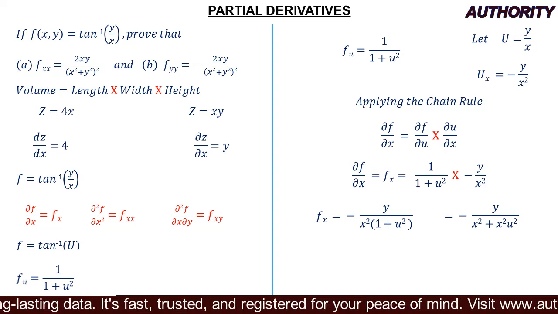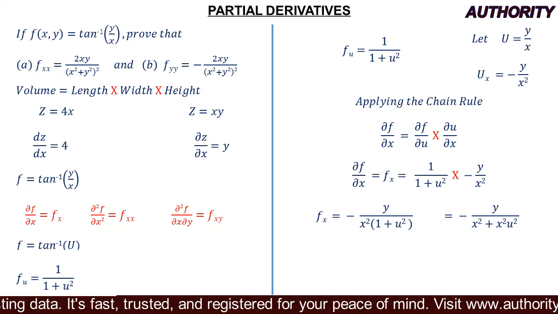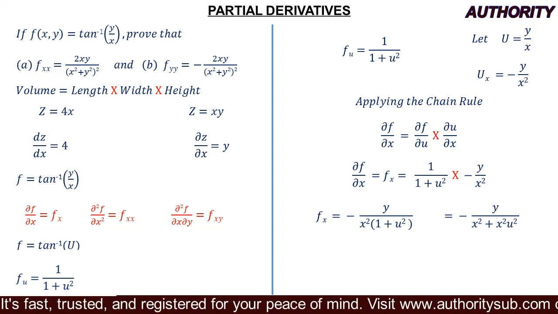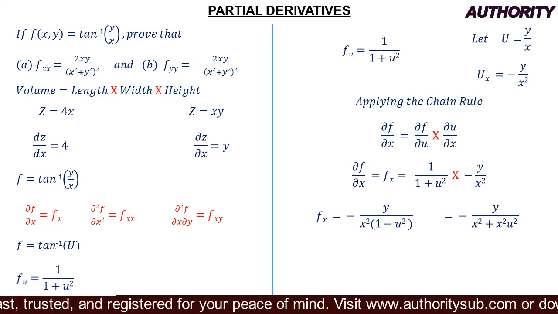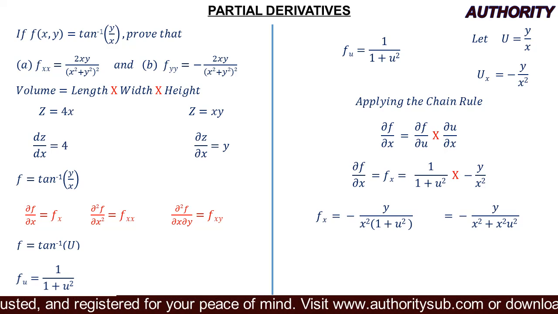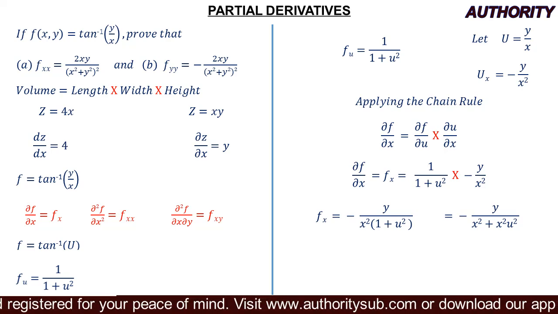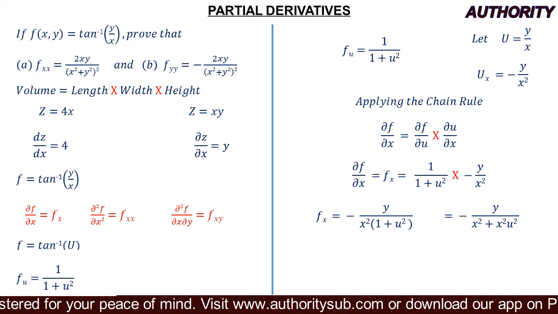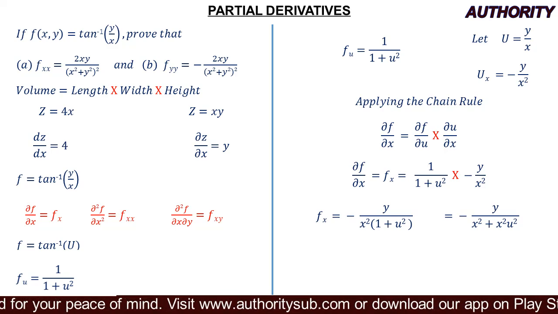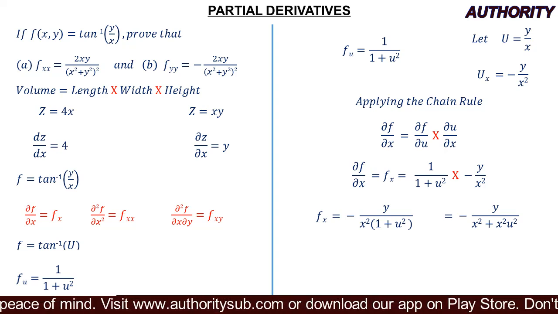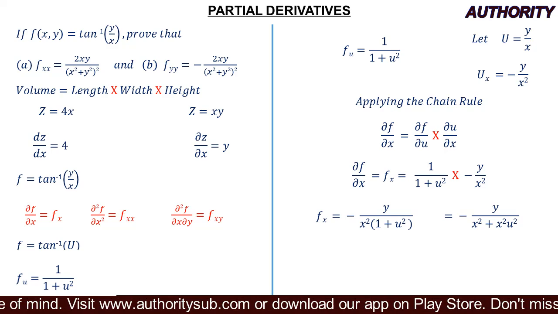Are we together? Yes. Now let's continue. In the denominator we have x squared and we have a bracket. Let's use this x squared to open the bracket. When we use the x squared to open the bracket, we're going to have minus y all over x squared plus x squared u squared, right? Yes, but you remember that u is y all over x. Let's replace u with y all over x.